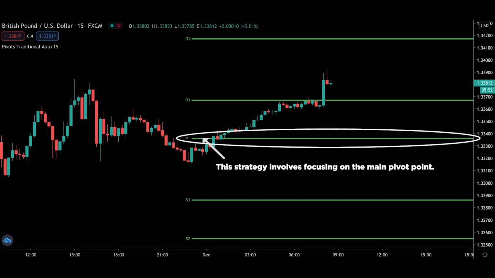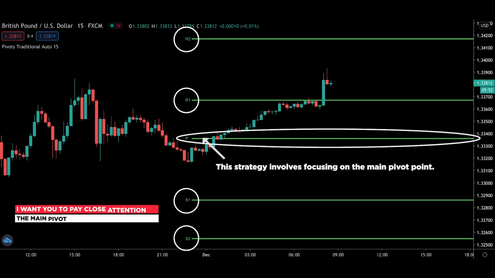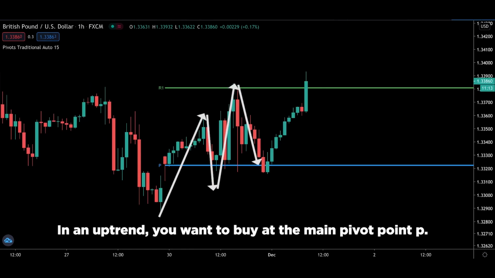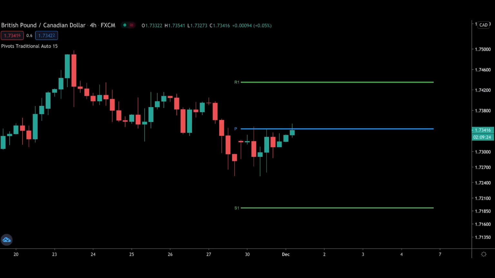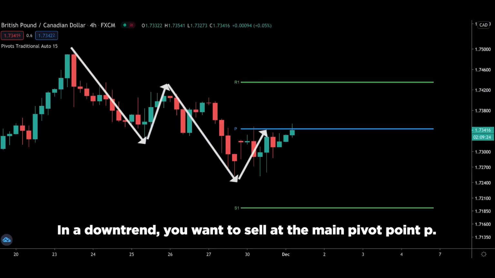Yes, there are other lines plotted by the pivot point indicator, such as the R1, R2, S1, S2, and so on and so forth. But I want you to pay close attention to the main pivot point, labeled as P over here. In an uptrend, you want to buy at the main pivot point P, and in a downtrend, you want to be selling at the main pivot point P.